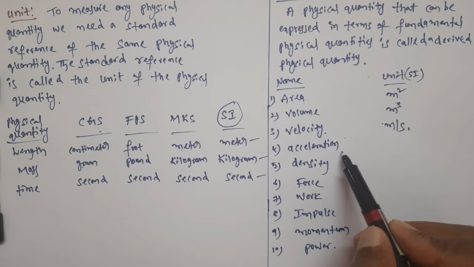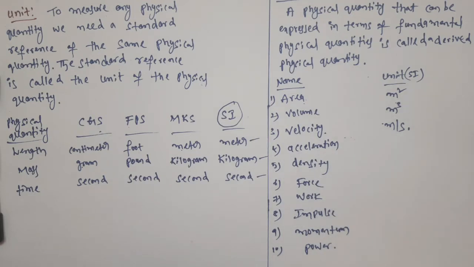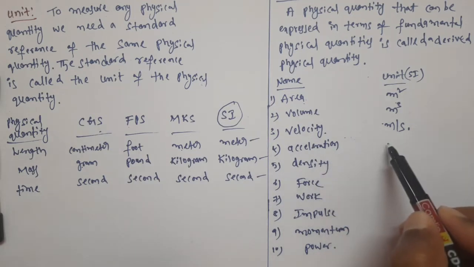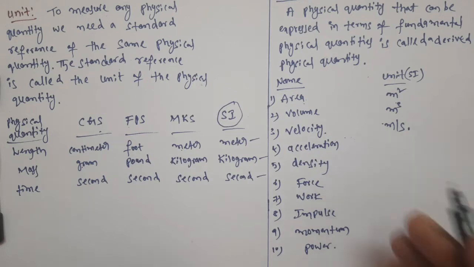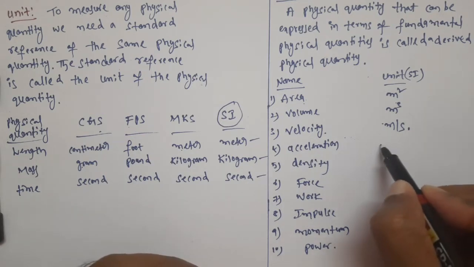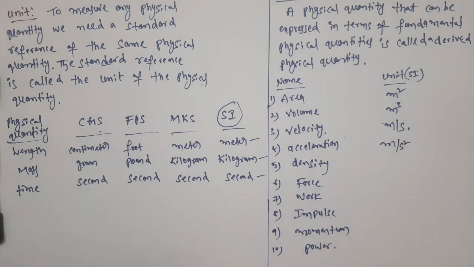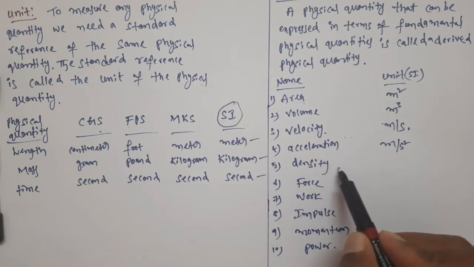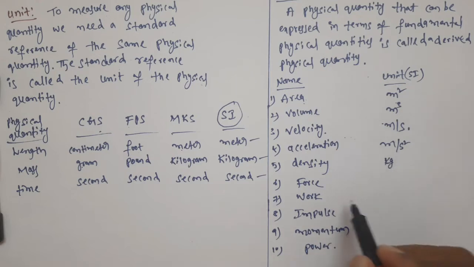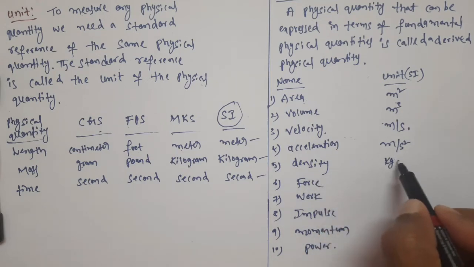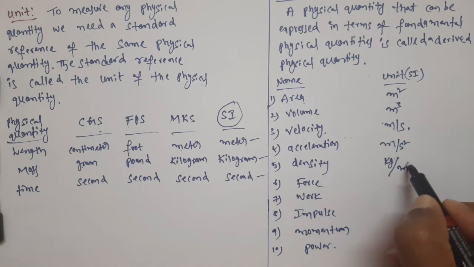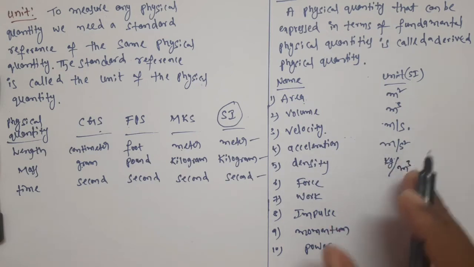And acceleration, how do we define acceleration? Change in velocity divided by time taken. Change in velocity means meter per second, divided by time taken, again second, that means we can write meter per second square. This is the unit of acceleration. And density, how do we find density? It is the ratio of mass and volume, mass divided by volume. For mass, what is the unit we have? Kilogram, kg. Volume means, what is the unit of volume? Just now we have written meter cube, so kg per meter cube. This is the SI unit of density.